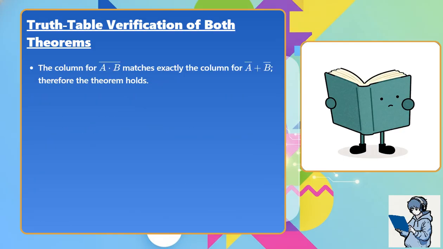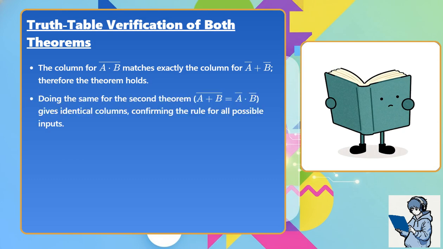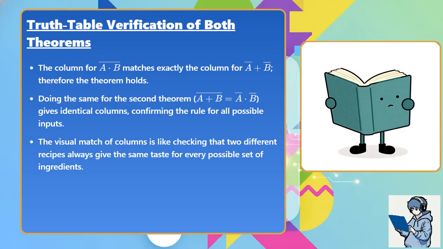The column for NOT(A AND B) matches exactly the column for (NOT A) OR (NOT B). Therefore, the theorem holds. Doing the same for the second theorem, NOT(A OR B) equals (NOT A) AND (NOT B), gives identical columns, confirming the rule for all possible inputs. The visual match of columns is like checking that two different recipes always give the same taste for every possible set of ingredients.